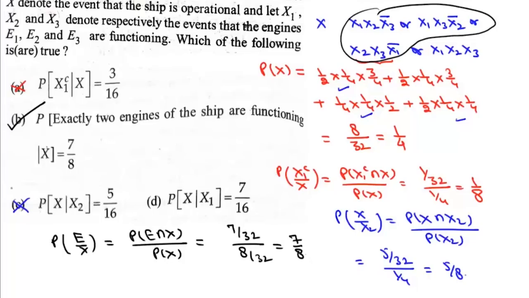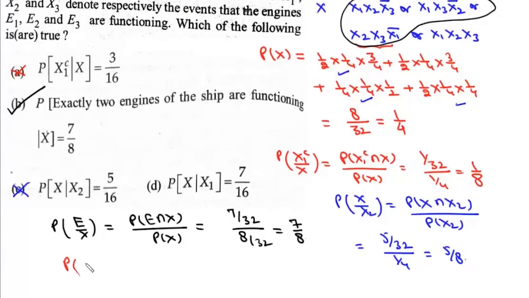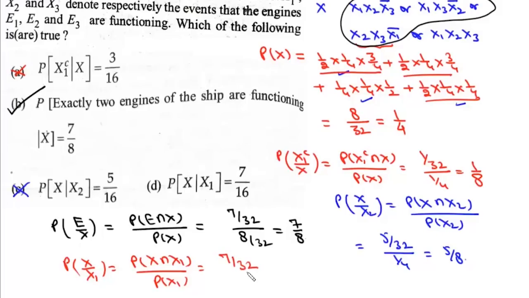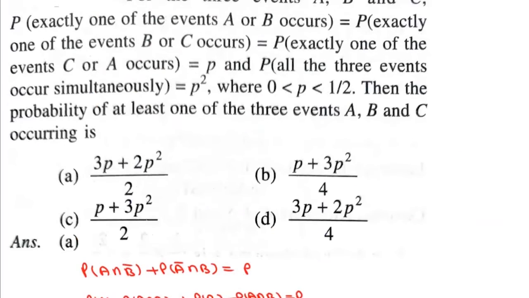And then we look at this fourth case, which is probability of X by X1. So it will be probability of X intersection X1 upon probability of X1. Now if X1 is running, it will be this first case, second case and third case. So it will be this 6 plus 1, 7. So it will be 7 by 32 upon probability of X1, which is 1 by 2. So this probability will be 7 by 16. That means this option D is also correct. So the correct options are B and D, which is your option A.